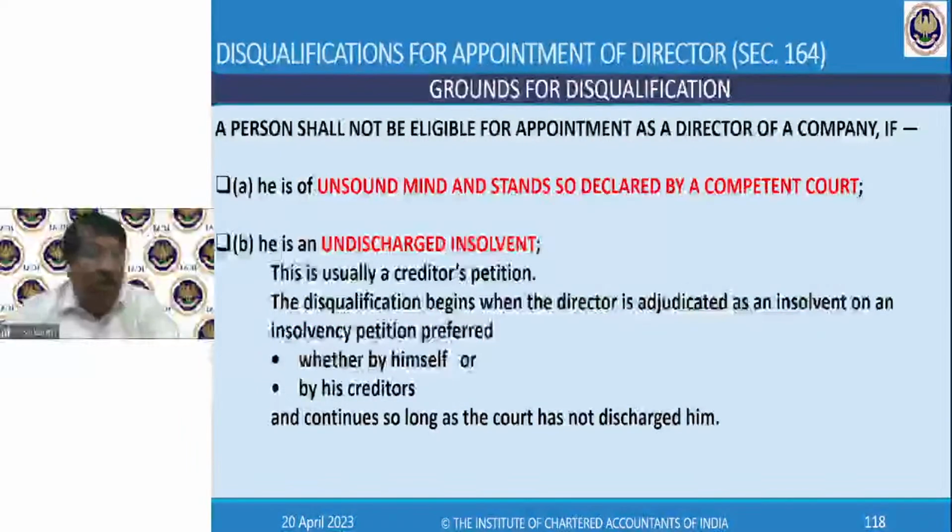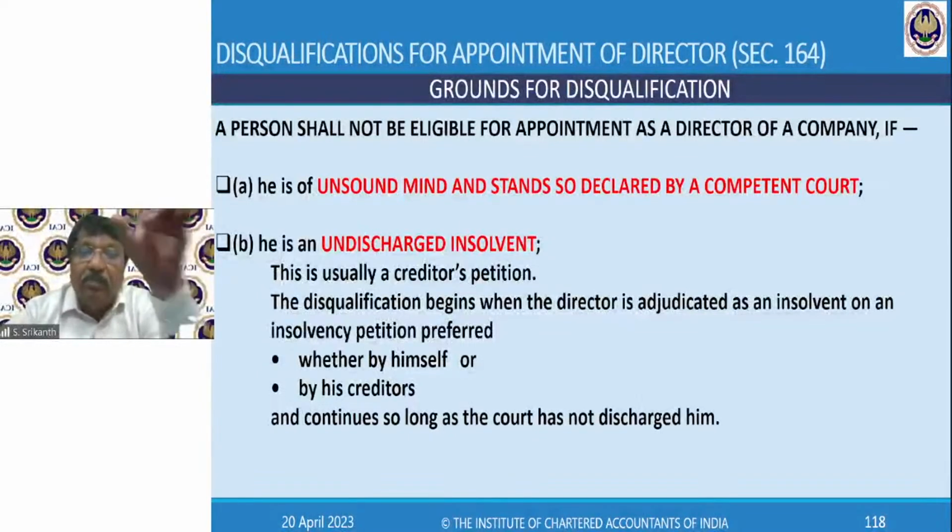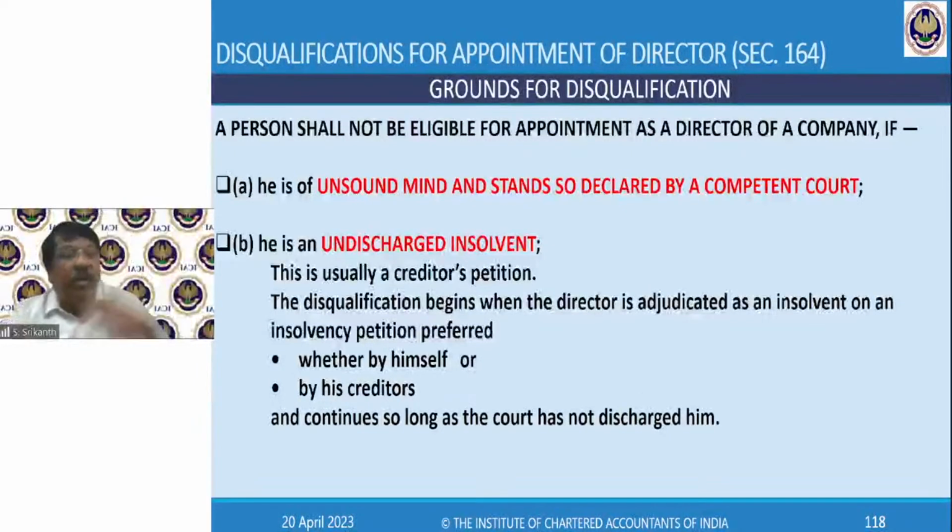But once the court passes an order, this disqualification begins when the director is adjudicated as insolvent on an insolvency petition preferred whether by himself or by his creditors. Usually it is a creditor's petition; rarely will the debtor go for a petition. Rarely. But the debtor will go for a petition where he can escape and run. He will use it as an escape valve. Before filing insolvency, he will transfer everything to relatives, then wait for 6 months, then go and file insolvency. We will see that when we come to oppression and mismanagement. Again, I'll talk about insolvency.